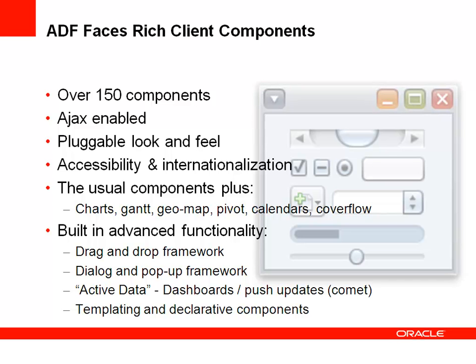The components have a pluggable look and feel, so you can actually skin them and change their look and feel. They support accessibility and internationalization. And beyond all the usual components such as buttons and checkboxes and tables, we have a very rich set of other components that includes charts, Gantt, geographical map, pivot table, calendars, carousel components and others.